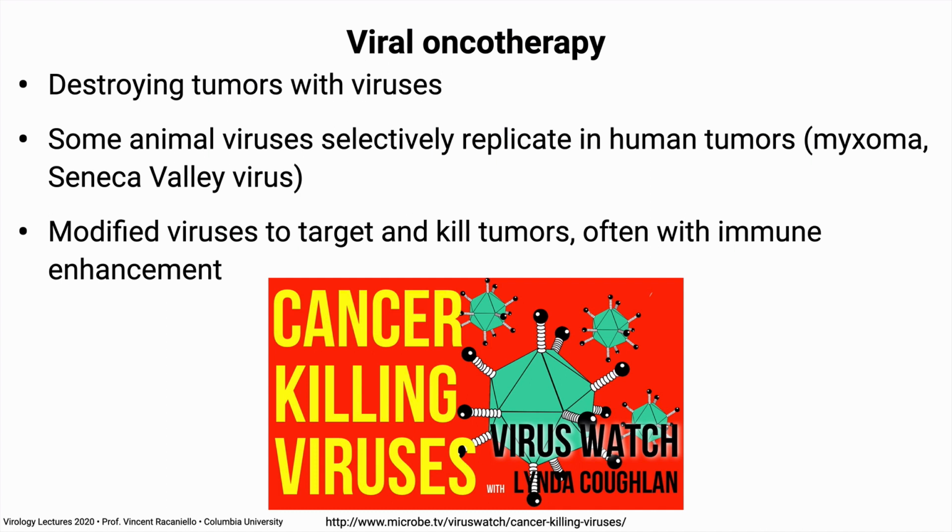All right, let's finish with viral oncotherapy, killing tumors with viruses. So we want to destroy the tumors. Some viruses selectively replicate in human tumors, and these are animal viruses that people have just checked, and they selectively replicate in tumors. It's really interesting. And then more likely, we modify viruses to target and kill tumors, and these often include immune enhancement. They attract immune cells. And here's a video I made with Linda Coughlin, who did some work with cancer-killing viruses.